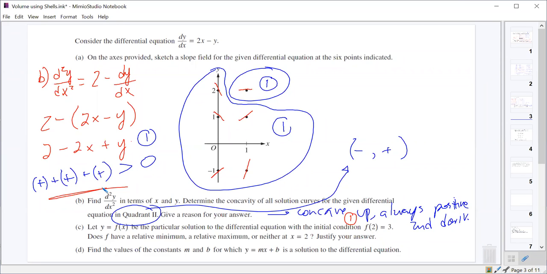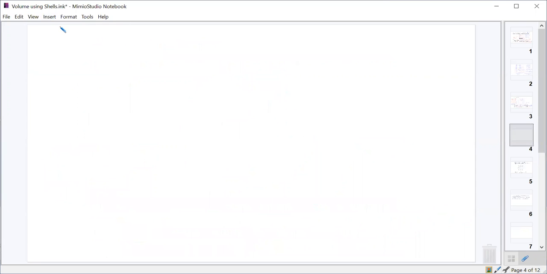All right. Part C, we're going to have to go to a new page. Part C says f of x is the particular solution at the initial condition that f of 2 is 3. And we want to know, does f have a minimum, a maximum, or neither at x equals 2? All right. So we're talking about the point 2, 3. If something has a minimum or a maximum, what does that mean about its derivative? It needs to either be 0 or it could possibly be undefined, right?